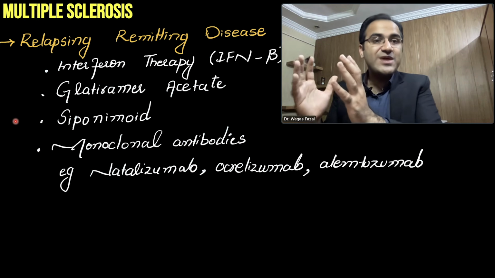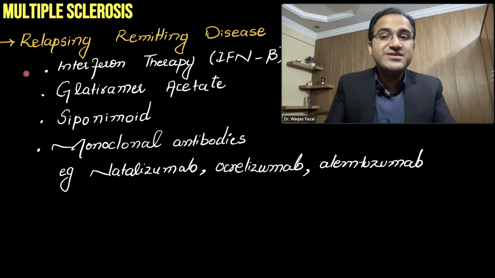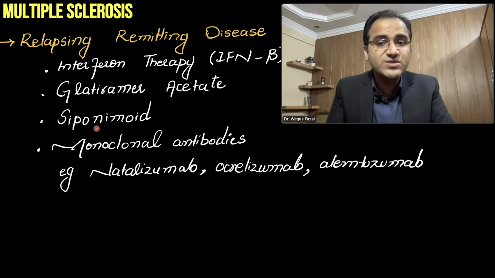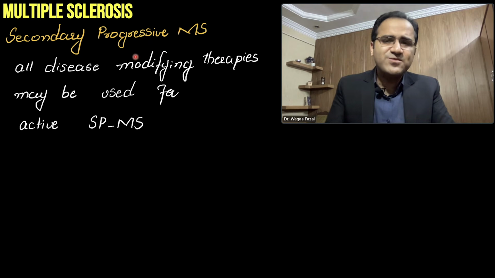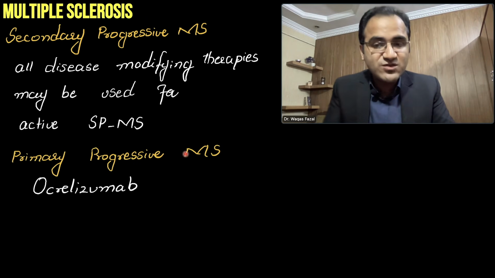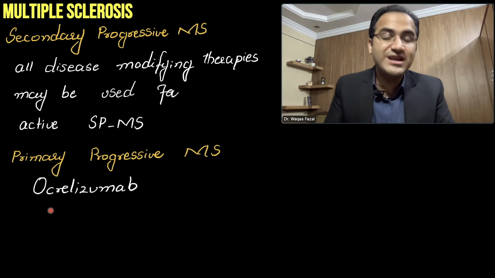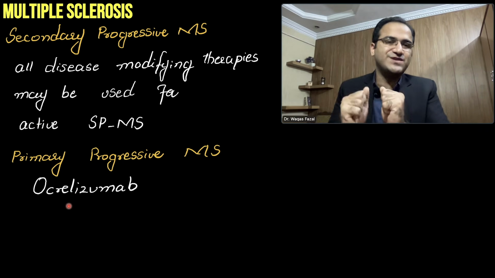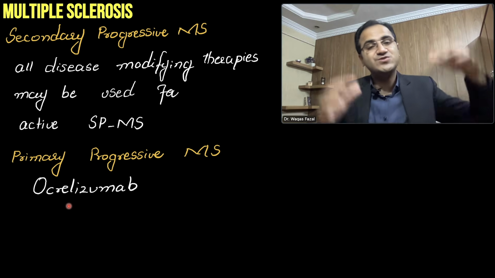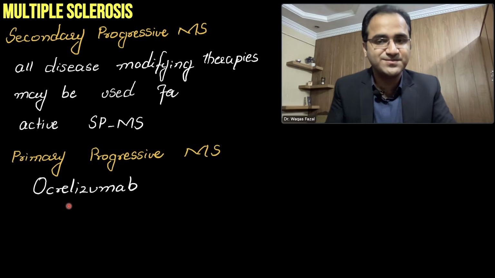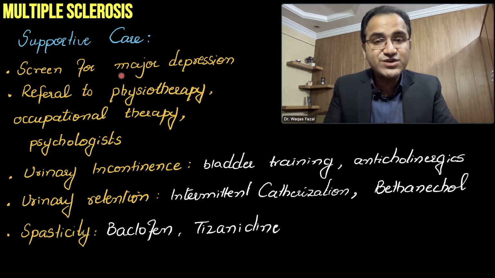Now, according to the phenotype of the disease, we give the therapies. In relapsing remitting disease, you give interferon beta-1, glatiramer acetate, and you can also use siponimod, monoclonal antibodies. In secondary progressive multiple sclerosis, all disease-modifying therapies can be used. In primary progressive multiple sclerosis, the monoclonal antibody ocrelizumab is used. So according to the phenotype, the disease-modifying therapies are used. And when the patient gets an exacerbation, you bombard the patient with high-dose steroids and suppress the immune system and control the exacerbation. In the supportive care, you screen the patient for major depression.